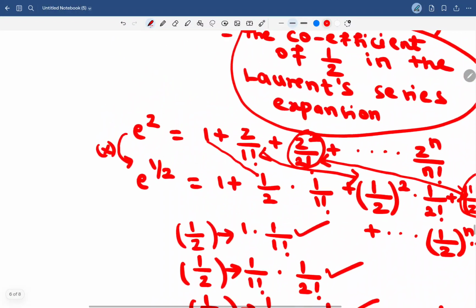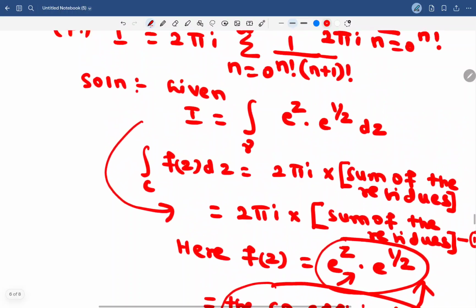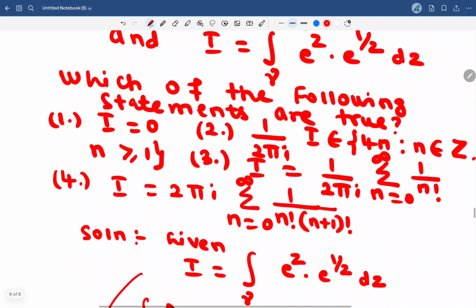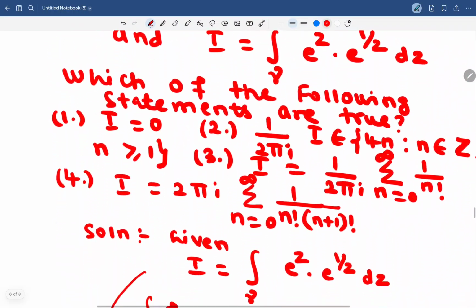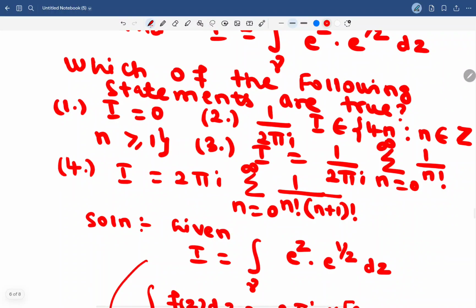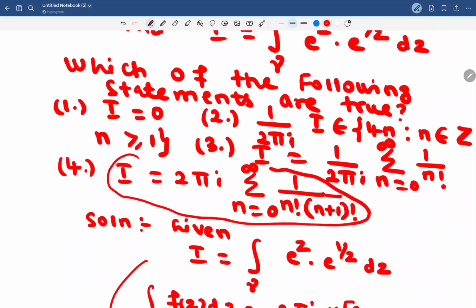The problem from part C in complex analysis is the 81st problem in part C. The answer is I equal to 2 pi i summation n equal to 0 to infinity 1 by n factorial into n plus 1 factorial. This is our correct option for this part C problem from complex analysis.